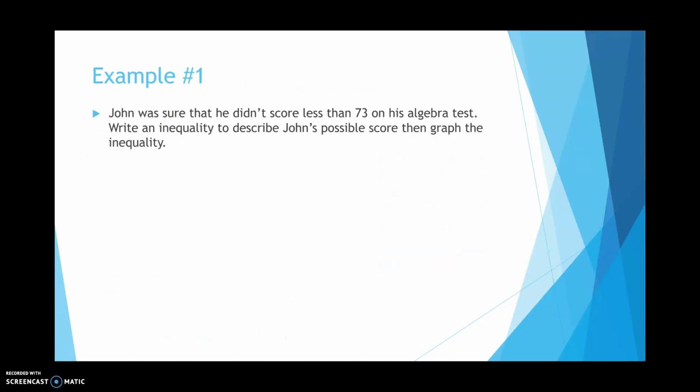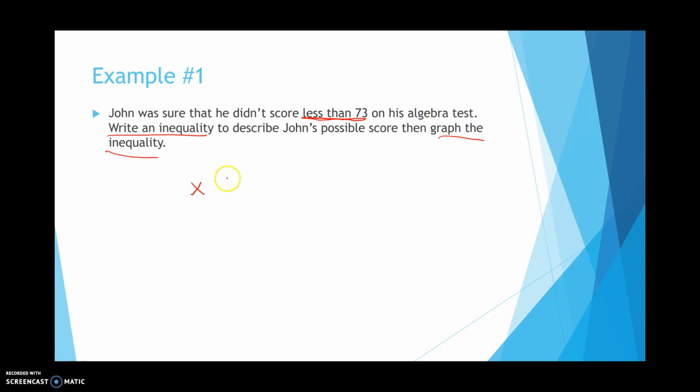Let's try an example ourselves here. It says John was sure that he didn't score less than 73 on his algebra test. So he was sure that he didn't score less than 73. So what that means is he thinks he got a 73 or more on his test. So what we need to do here is write an inequality based on that, and then we're going to graph the inequality that we write down. So John was sure he didn't score less than 73, so we'll have x be the number, any real number.